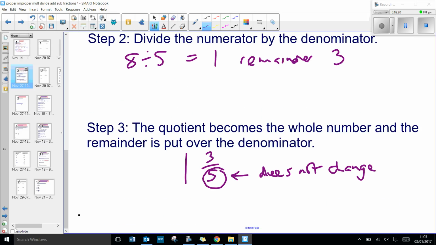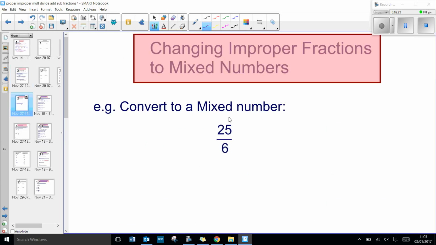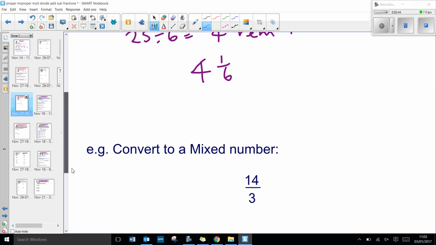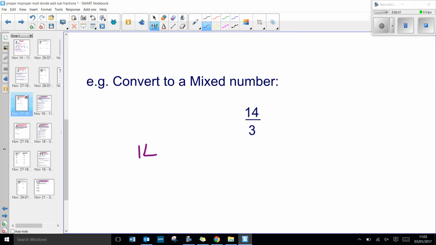So convert 25 over 6. So how many times does 6 go into 25? Well, 25 divided by 6 is 4 whole ones. Remainder 1, because 6 times 4 is 24. So that's 4 1/6. 14 over 3. So we say 14 divided by 3 is 4, remainder 2, so this will be 4 whole ones and 2/3.